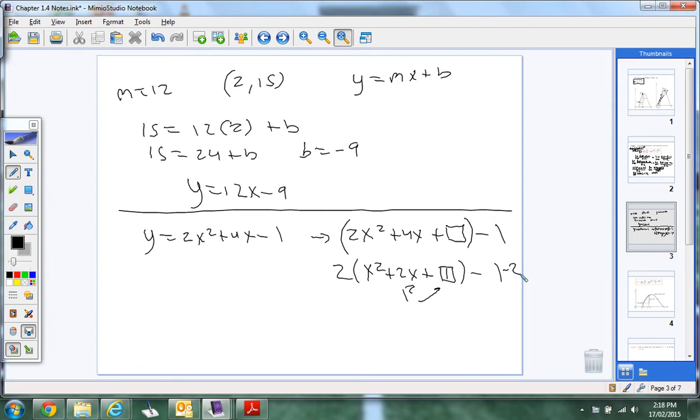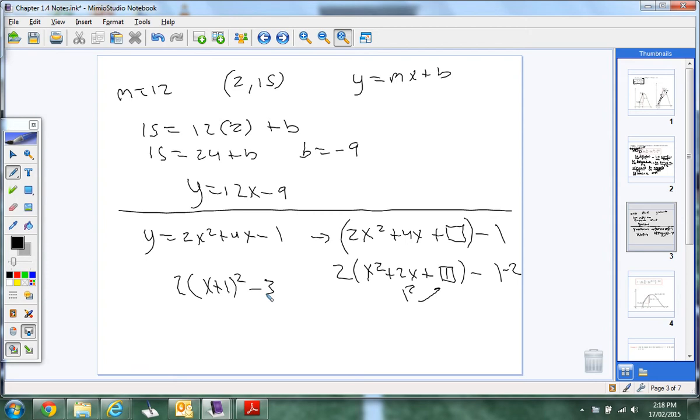Okay? So this shrinks down to 2x plus 1 squared minus 3. That is your completed square.